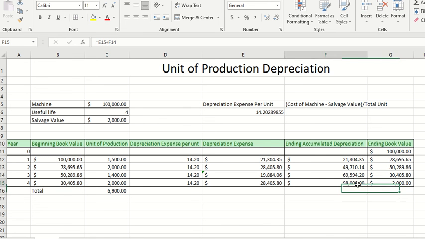And we can see that 2000, that's the ending book value, and that's the salvage value in here. And that's the final answer. This is the end.